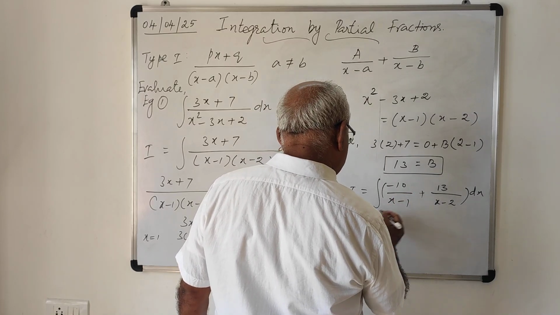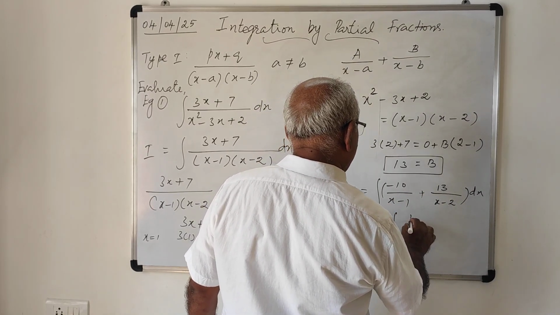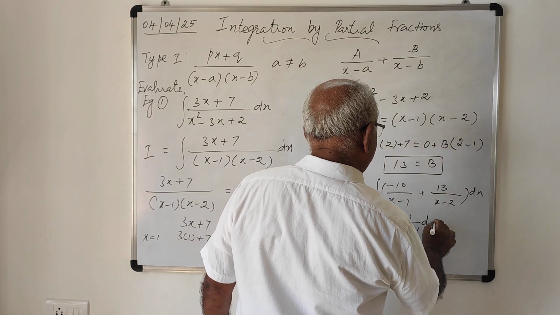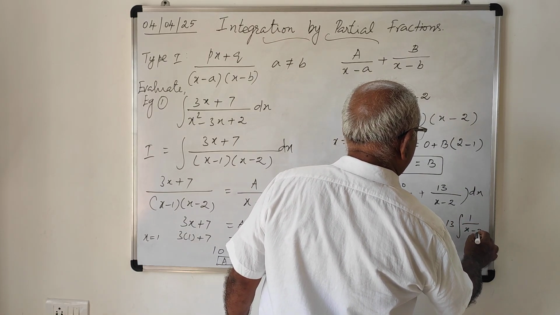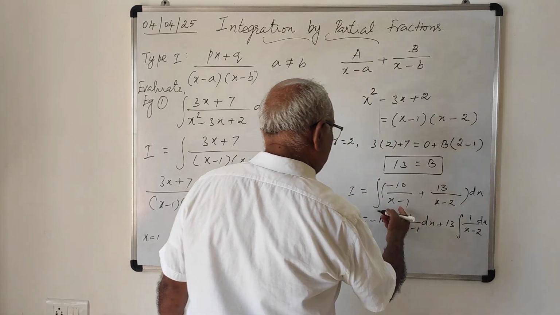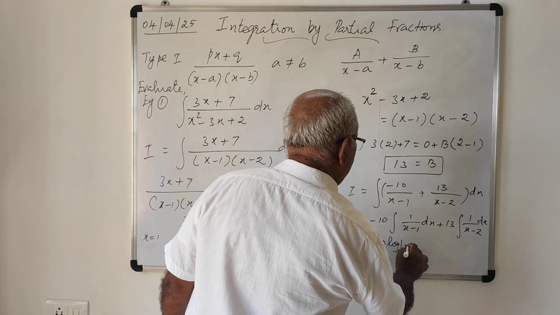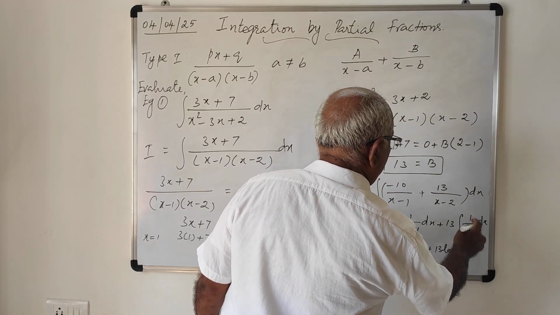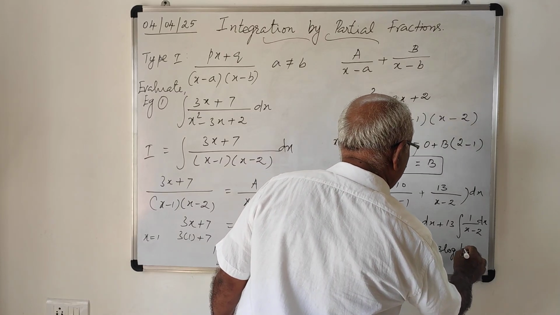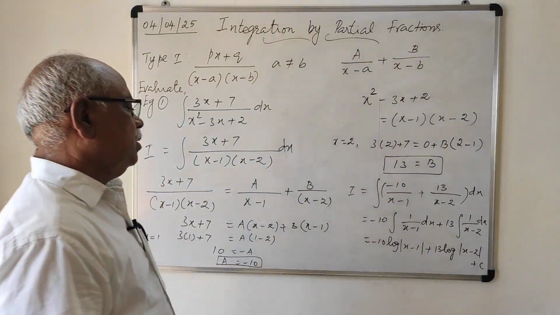Minus 10 by x minus 1 plus 13 by x minus 2. So by splitting this into two integrals, you will get minus 10 into the integral of 1 by x minus 1 dx plus, if you take 13 outside, the integral of 1 by x minus 2 dx. You know the integral of 1 by x minus 1 is log of x minus 1, so minus 10 into log of x minus 1 plus 13 into the integral of 1 by x minus 2, which is log of x minus 2, plus c. So that's all about the problem.